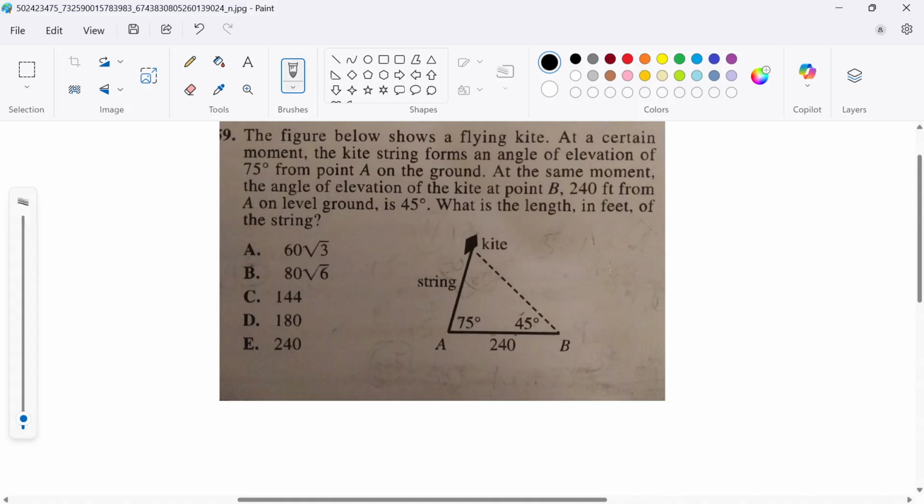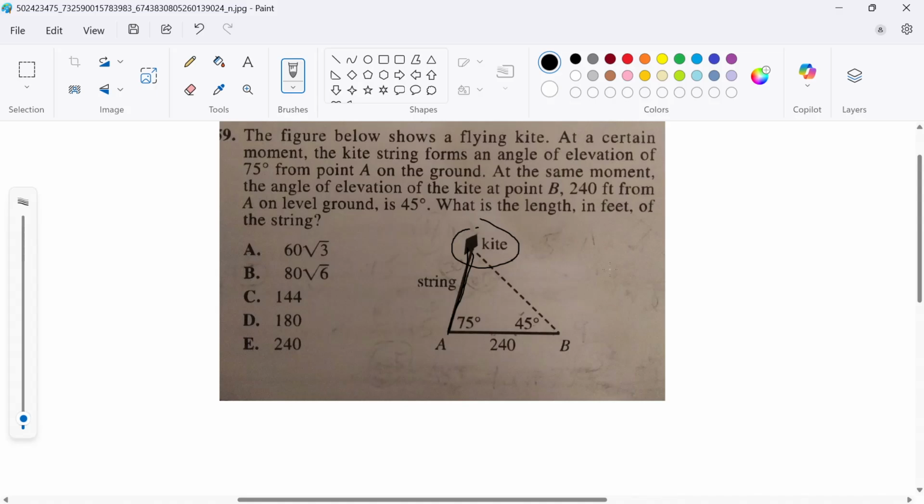The figure below shows a flying kite. I guess that's the kite. At a certain moment, the kite string forms an angle of elevation of 75 degrees from point A. At the same moment, the elevation of the kite at point B, which is 240 feet from A on level ground, is 45 degrees. What is the length in feet of the string? This is the string right here.